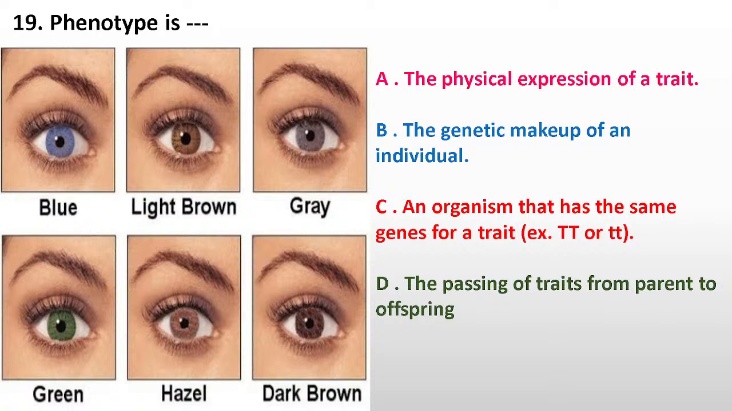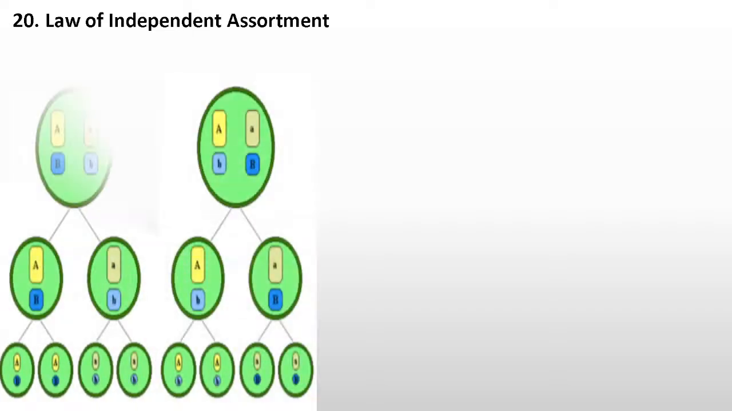And the correct answer for this question is A. The physical expression of a trait is called phenotype. Okay. Going ahead to question number 20. Law of independent assortment. Here's an image for your reference.